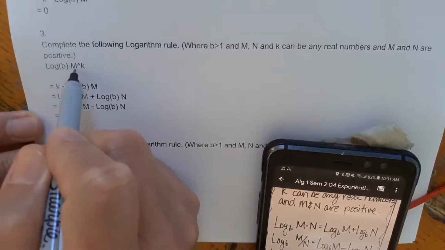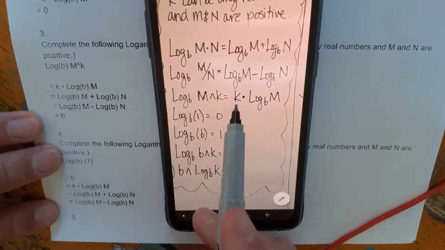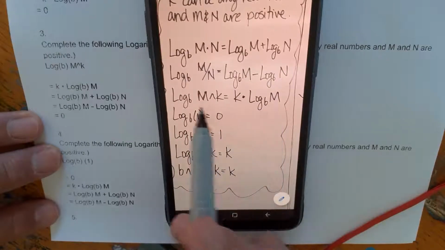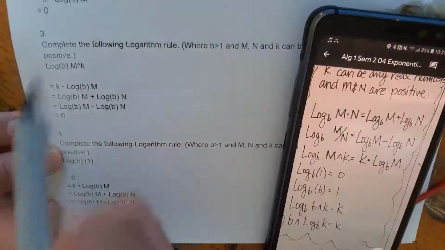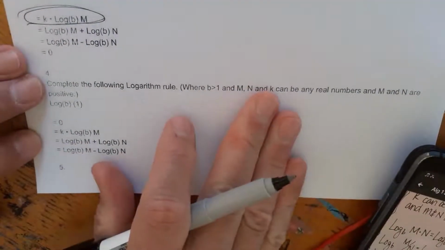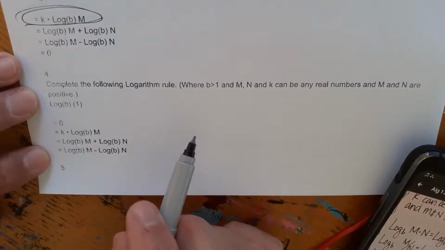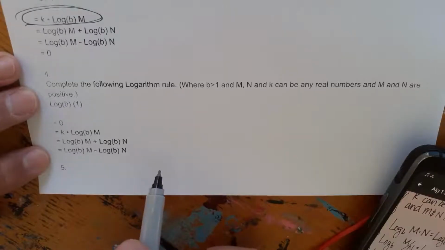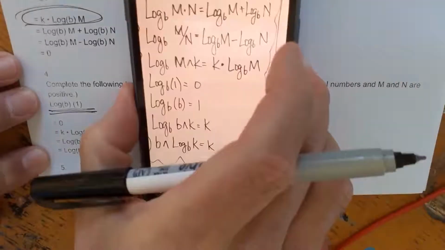So log base b of m to the k, let's check our notes with this. Log base b of m to the k, the k gets to come out front and be multiplied by the log base b m. So this k comes out front and the log base b m remains. So we have k times log base b m. Right? Let's see number 4, and they're just walking us through these one at a time. Notice that the actual practice set is in the same order as the notes. They don't even mix it up on us. They're really being gingerly with us. All right. So log base b of 1, we're looking for this right here. Let's check the notes.